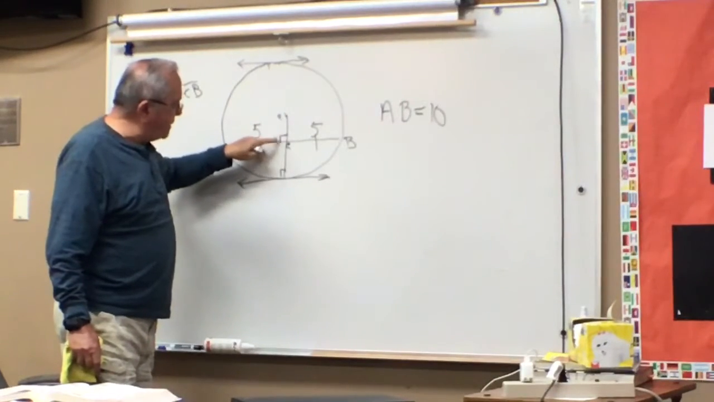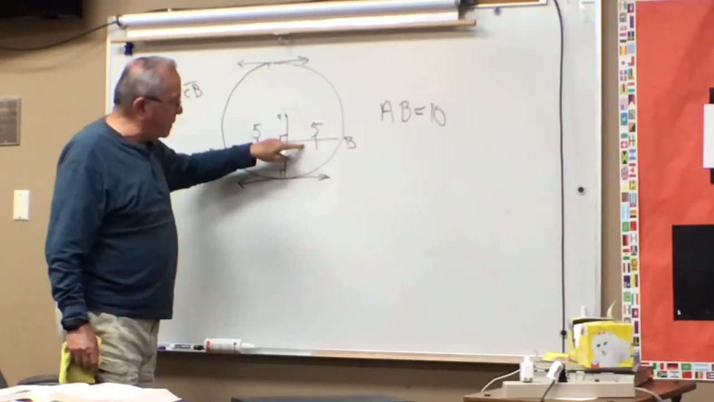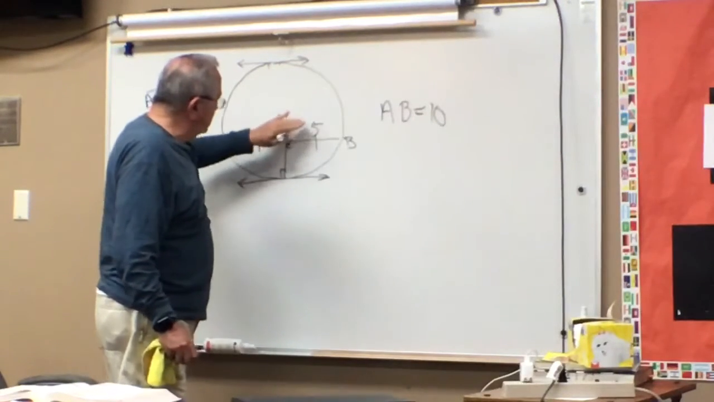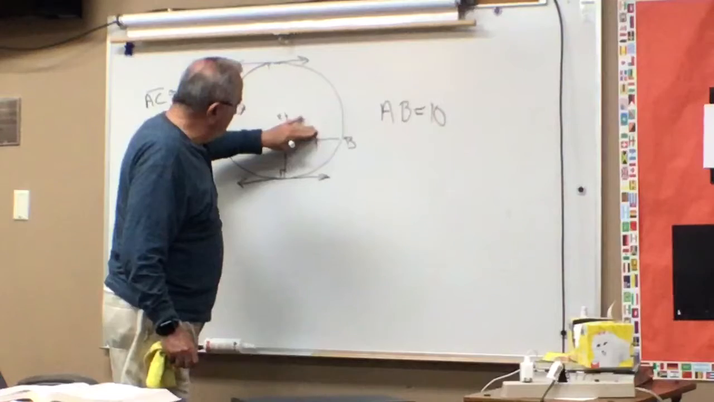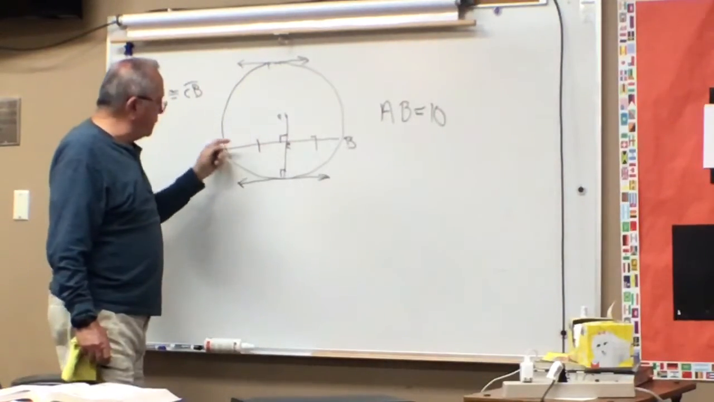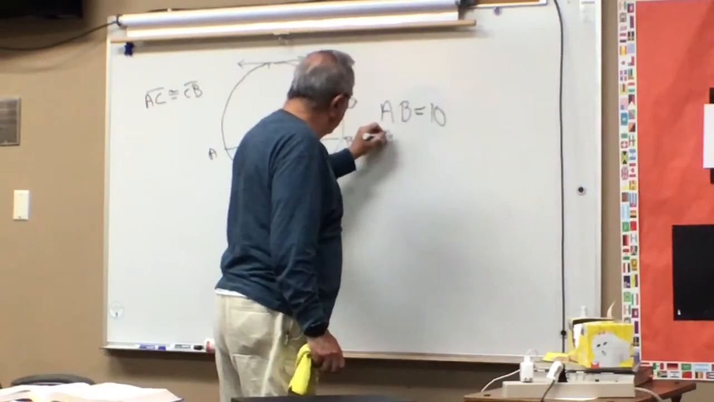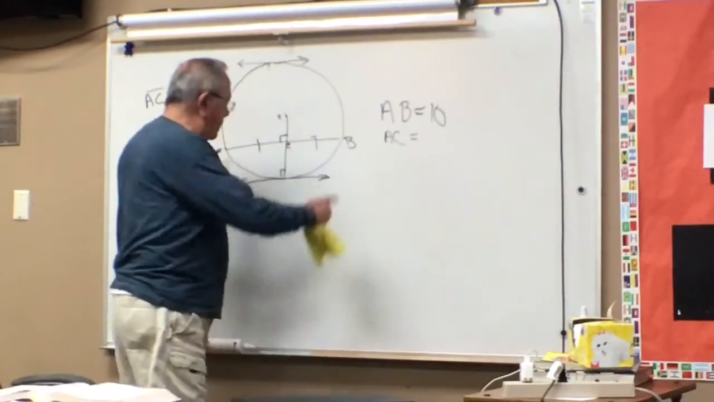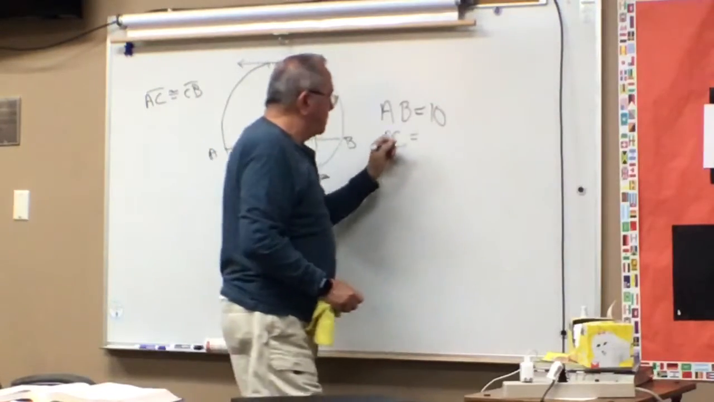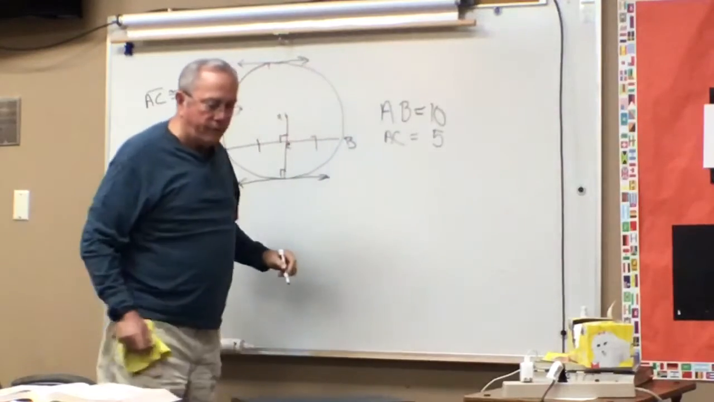This radius bisects the chord. So this side is equal to this side. Another way of looking at it is, let's say AB is 10, from here to here is 10, correct? What is AC? So again, if from here to here is 10, this has got to be half of 10, which is 5.